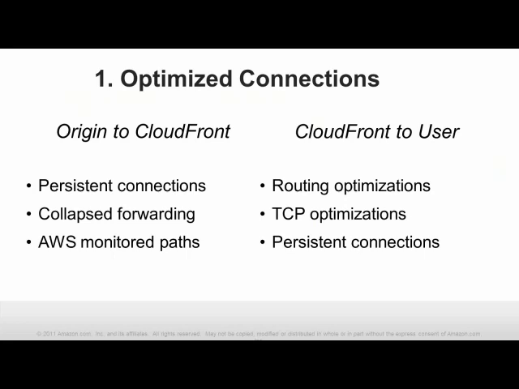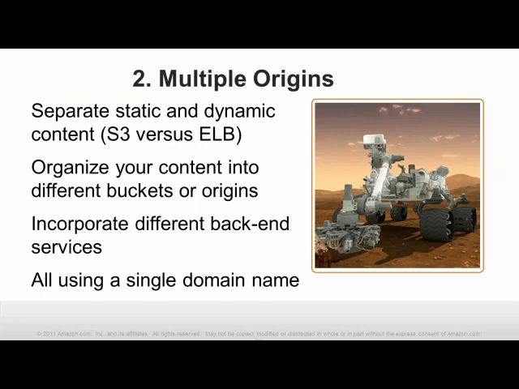For multiple origins, is the second feature I'll talk about here today. This allows you to separate content into different origins and use a single domain name to access your content. So what some customers do, you see the picture of the Mars rover here. The NASA folks spoke at our re:Invent conference. They actually used CloudFront's multiple origin feature when the Curiosity lander landed on Mars.